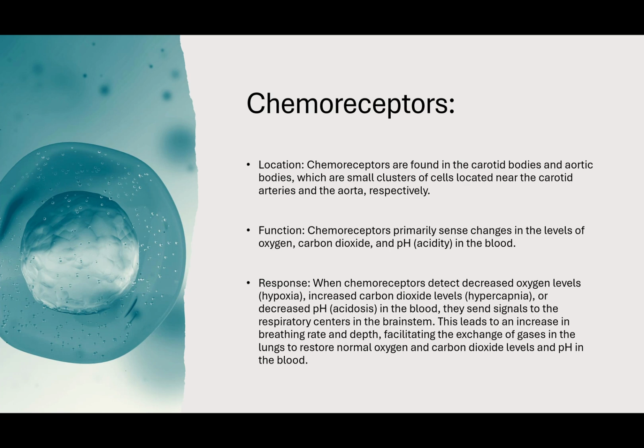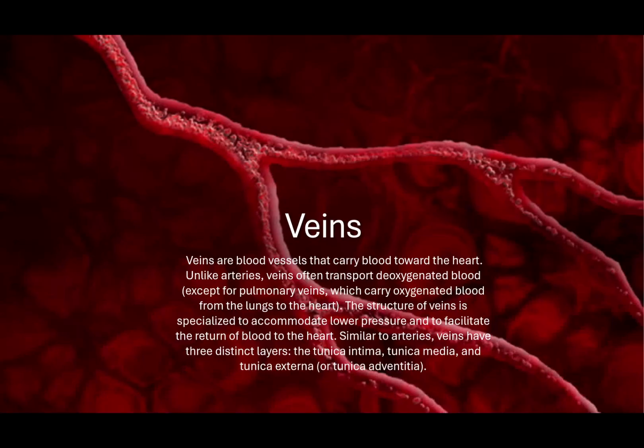Lovely. For veins now, veins primarily bring blood back to the heart under lower pressures, and they usually carry deoxygenated blood, apart from the pulmonary veins, which carry oxygenated blood to the heart. So they also have tunica intima, media, and externa. So here are the main differences now, between the vein and the artery specifically.